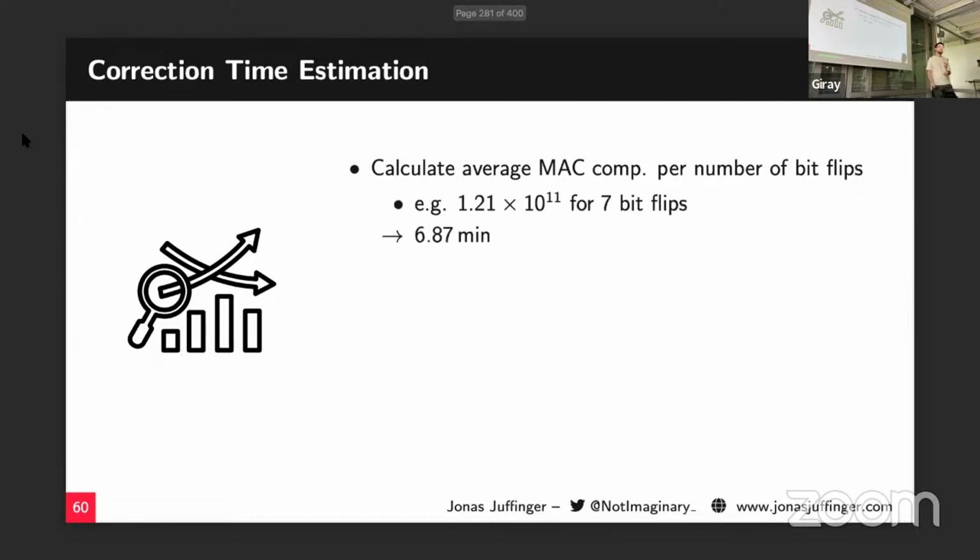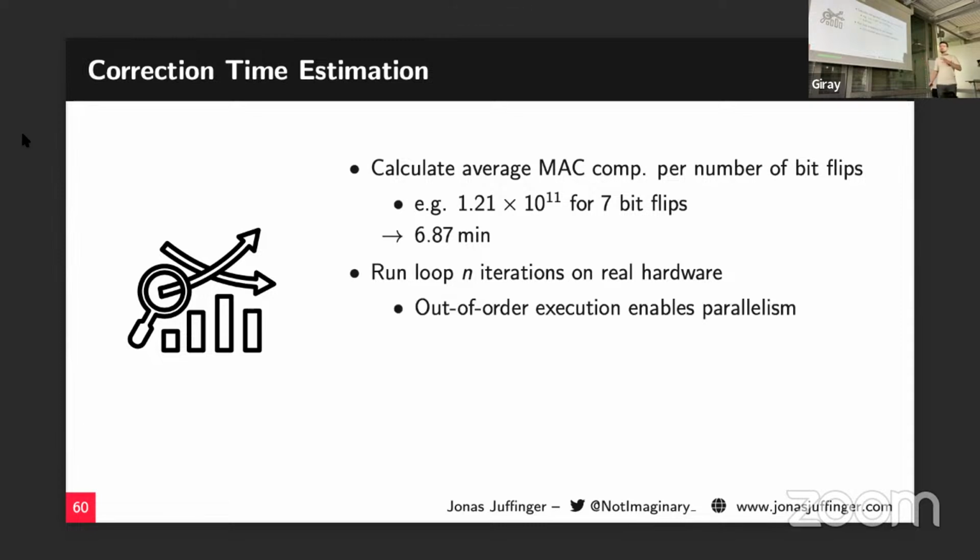How we did that is we first calculated the number of Mac computations that we probably need, like the average number of Mac computations. For example, for 7-bit flips, we have to do this many Mac computations. Then we took the number for the Karma block ciphers and calculated how long it takes to do this many Mac computations. This takes around 7 minutes for 7-bit flips. And then we ran the loop for this many iterations on real hardware, in our case, 3 CPUs.